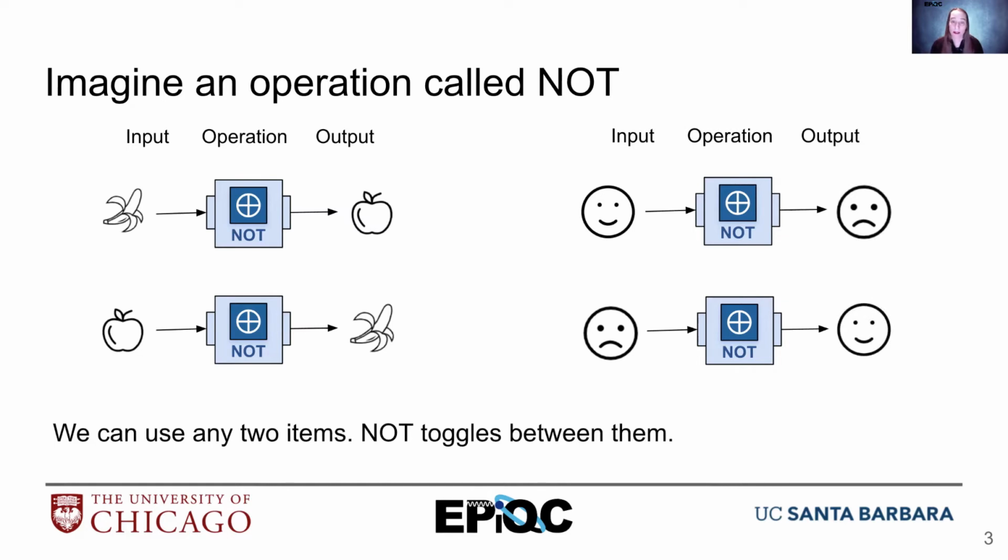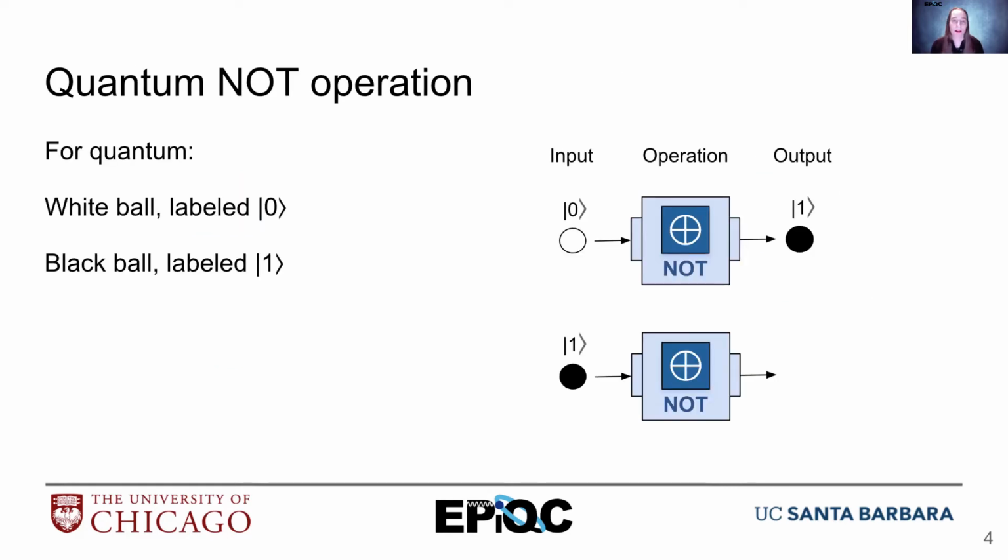So in a quantum system, we're using 0 and 1, and we've put them inside this ket. We'll learn about the bracket notation later, but right now we just know that we have a 0 and 1. We will label the white ball 0 and the black ball 1. So in this representation, we have 2 choices, white and black balls. So the not operation toggles between them. So if I start with a white ball, then I end up with a black ball. If I start with a black ball, I end up with a white ball.